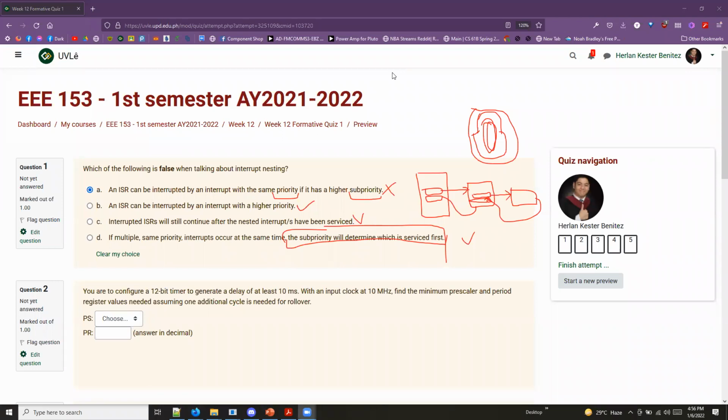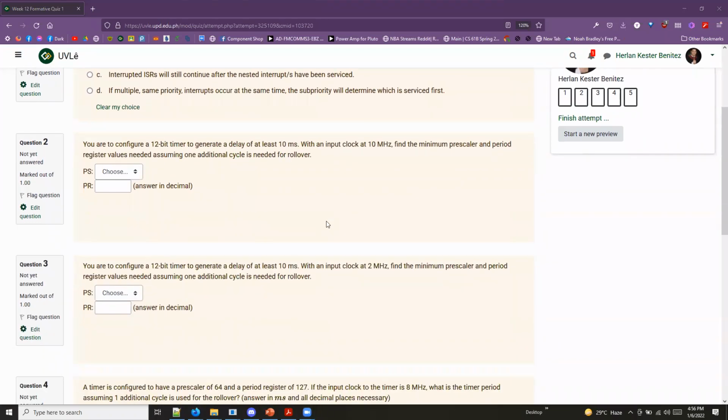Okay, next question. You are to configure a 12-bit timer to generate a delay of at least 10 milliseconds with an input clock of 10 megahertz. Find the minimum prescaler and period register values needed, assuming one additional cycle is needed for rollover. One thing to note here is the minimum prescaler needed, because we could just choose the highest prescaler and that could be a correct answer. So to add a little challenge, we look for the minimum prescaler needed to generate the 10 millisecond delay. We will also see here why there is a minimum prescaler.